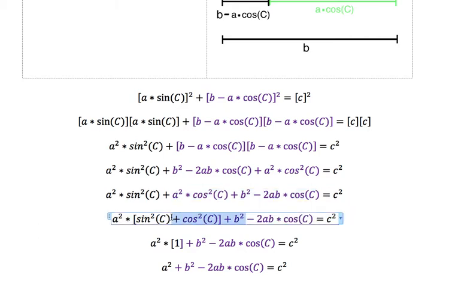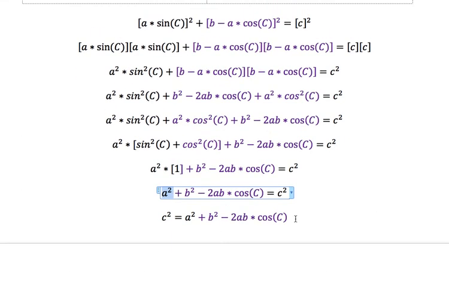And why did I do that exactly? Because our sine squared plus cosine squared of C, using our Pythagorean identities, sine squared plus cosine squared is equal to 1. So this whole thing right there just becomes this. And then A squared times 1 is just A squared. And the only difference between this line and this line is I put the C squared on the left instead of having the C squared on the right. So that right there is equal to C squared. So C squared is equal to that. And I just switched that so it would exactly look like our original equations at the very top.